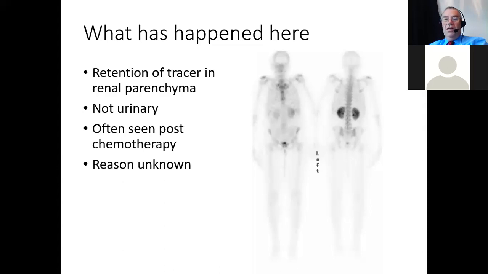But that's actually unlikely. This is a pattern that we see in many patients who have received in the last year or two cytotoxic chemotherapy. And for reasons we've never fully understood, you can get this renal distribution. Now, it doesn't really affect the reading of the bone scan, especially as you can see the rest of the bone scintigraphy doesn't show bone mets, but it's not an unknown phenomenon.